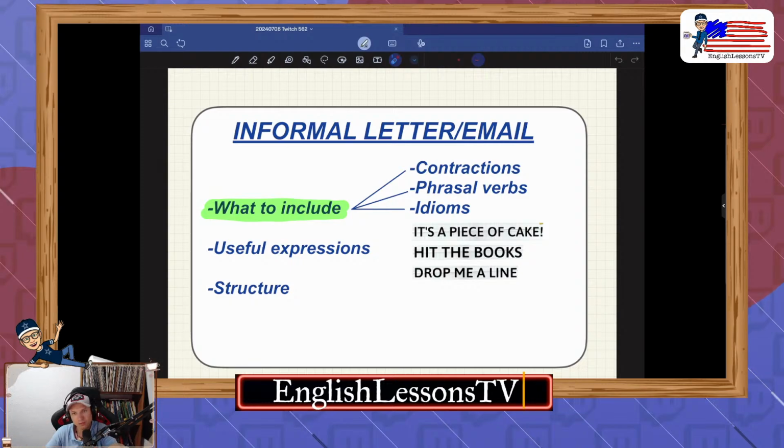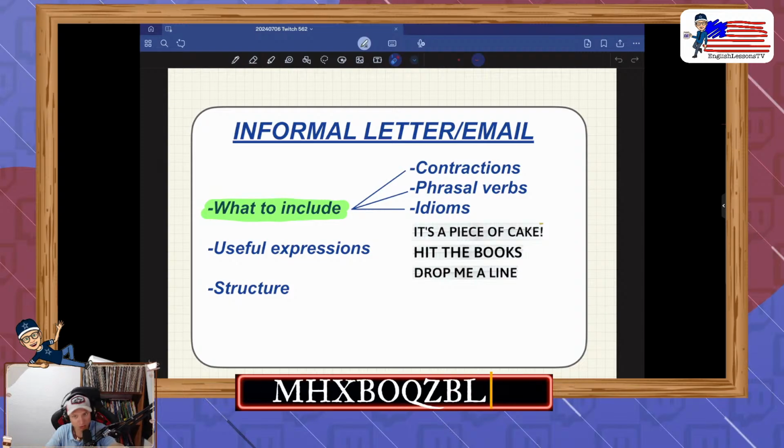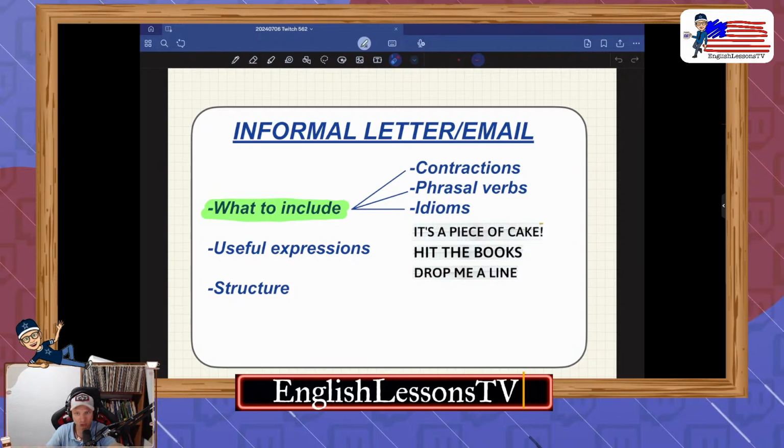Okay. I have an important exam tomorrow. What should I do? Well, you should hit the books, which means you should study hard. Okay. Or at the end of an email, when you say, I'm really looking forward to your answering me or to your response, instead of saying that, you can say, oh, drop me a line whenever you have the chance, which is like write back to me whenever you have a chance. So it's a piece of cake.